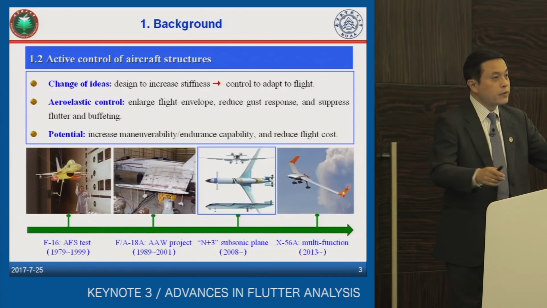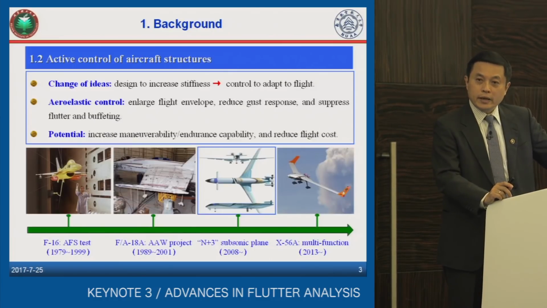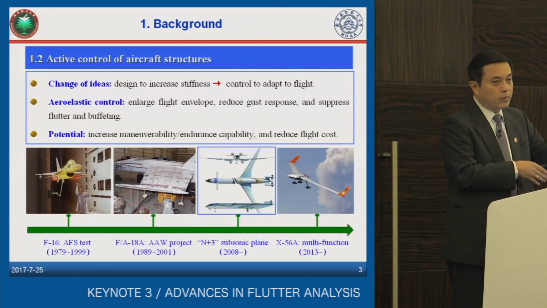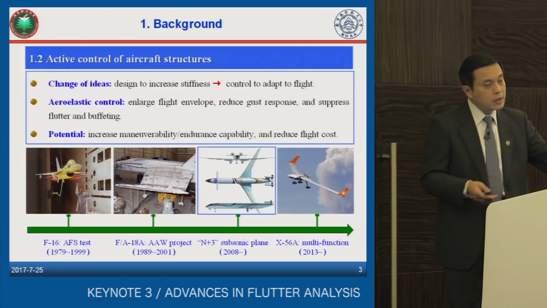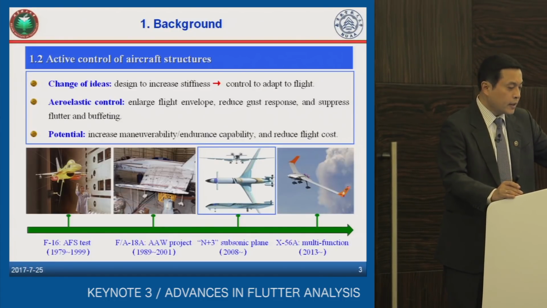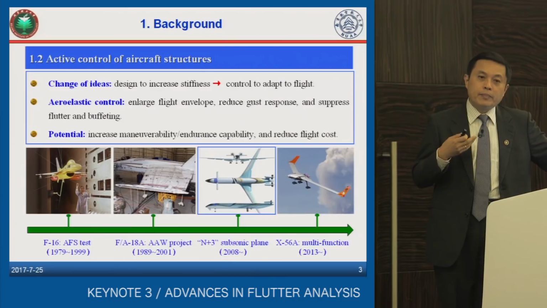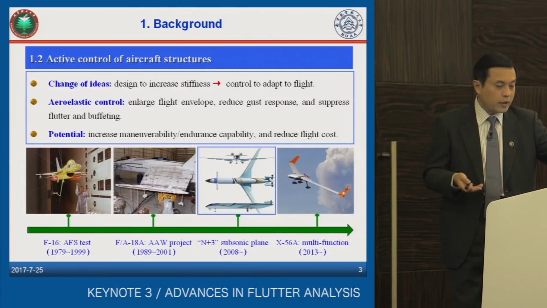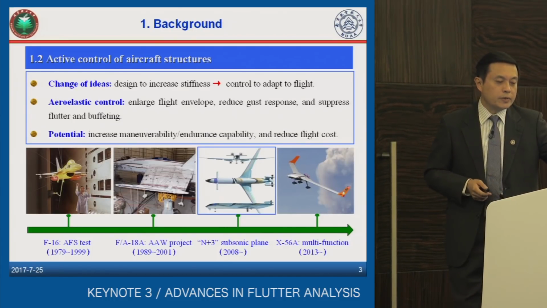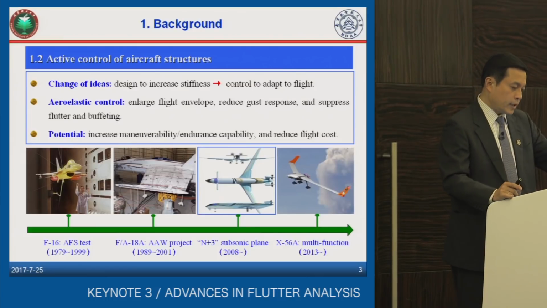The past 3 decades have witnessed a lot of efforts to improve the design of aircraft structures. An important measure is that the design has been changed from the passive design of increasing the structural stiffness to the active design of adjusting the aircraft configuration. The basic idea of the active design is to adjust the configuration, mass distribution, and stiffness of an aircraft according to requirements, such as enlarging the flight envelope, reducing gust response, and suppressing flutter and buffeting, etc. This technique has great potential.